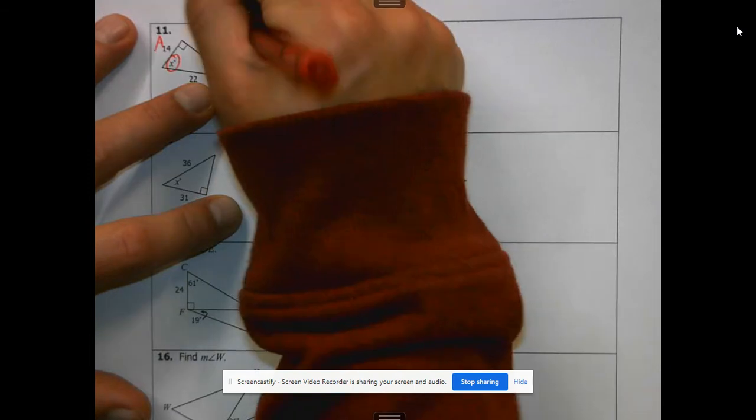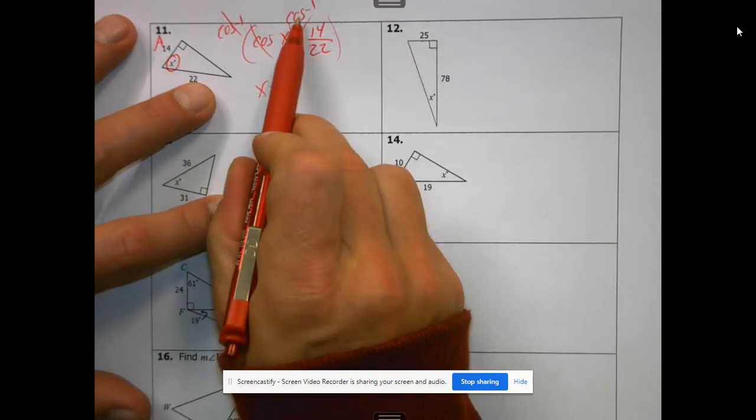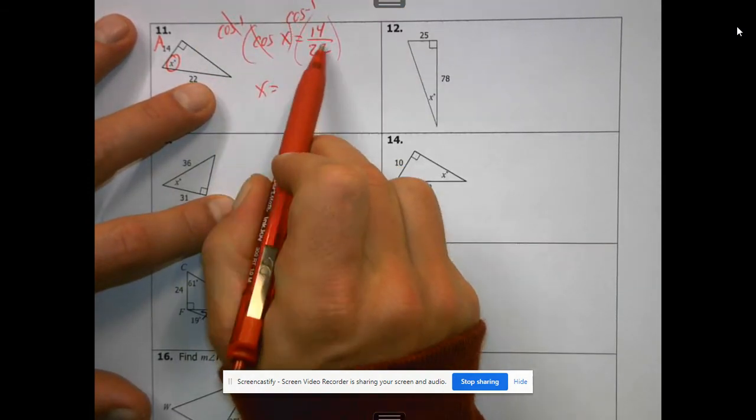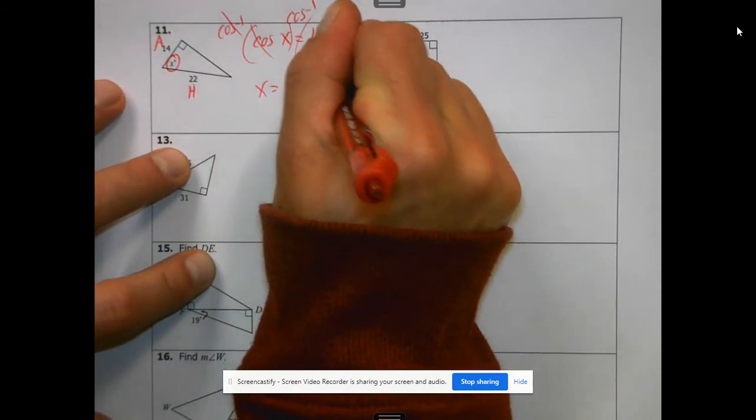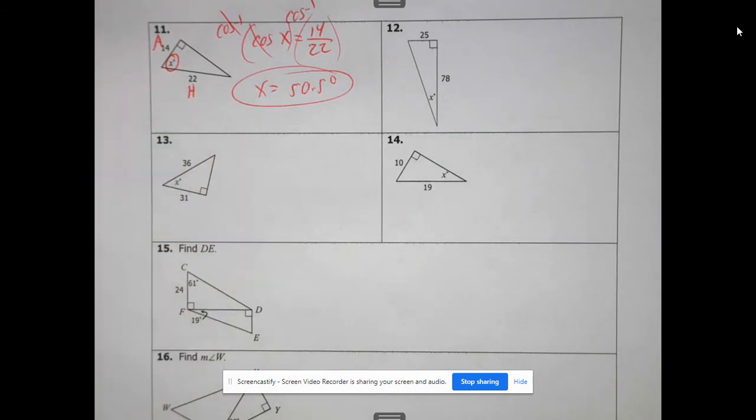In this case it is cosine. Left side they cancel, bring down the x. Type in second cosine 14 over 22. If you do that, 50.5 degrees. Type that in, make sure you get that.